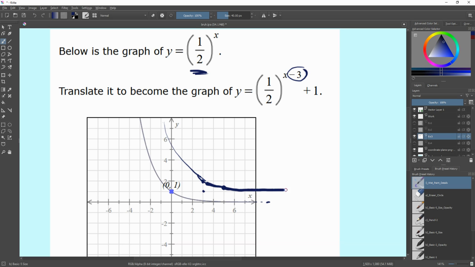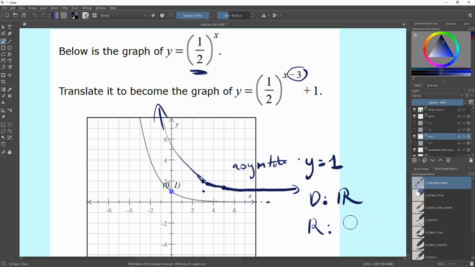There you go. Something like that. So now my asymptote is at y is equal to positive 1. Okay. And my domain is all real numbers. And my range is y is now larger than 1.